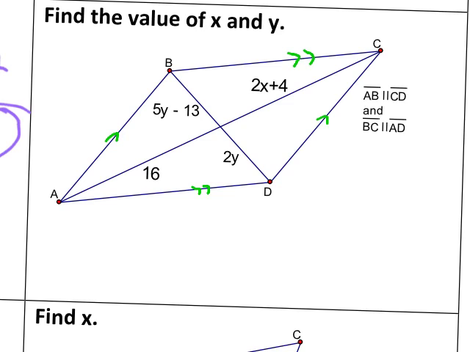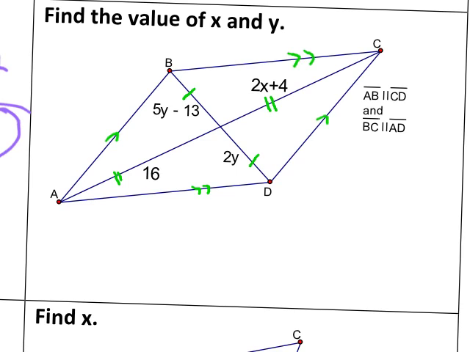Okay, I want to find x and y again. Okay, so let's find x and y, and I have a rule once again that tells me that the diagonals, right? So the diagonals like AC and BD, those bisect each other. Bisect means cut in half, which means that 5y minus 13 and 2y are equal, congruent, and 16 and 2x plus 4 are equal. Okay, so let's set up an equation.